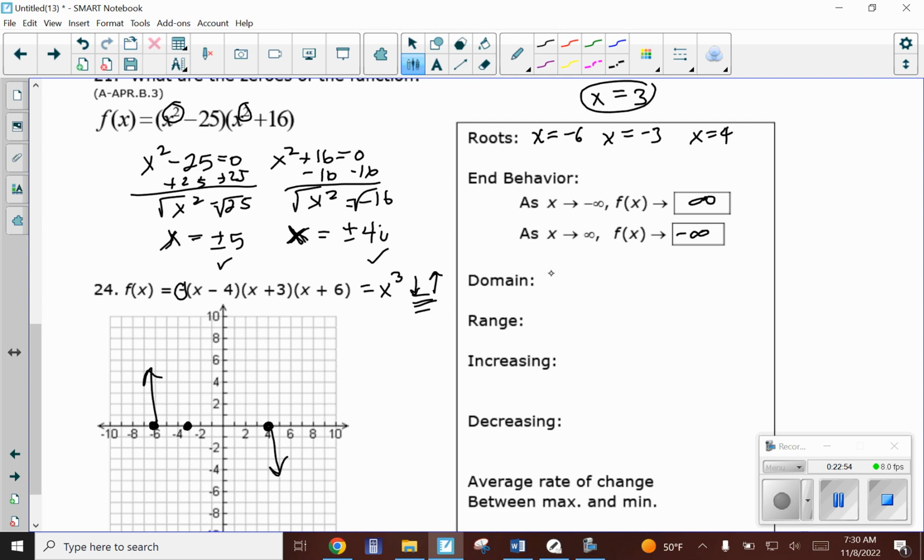The domain, it goes left forever and right forever, so that's negative infinity to infinity. And then the range is going to go down forever and up forever, so that's negative infinity to infinity as well. And then let's see what we got here.